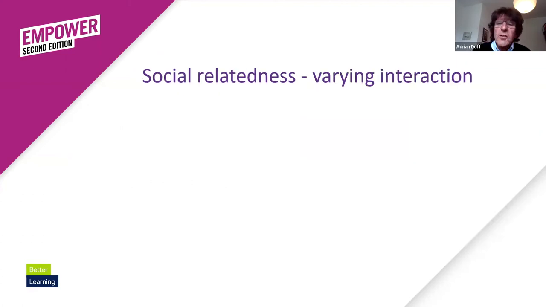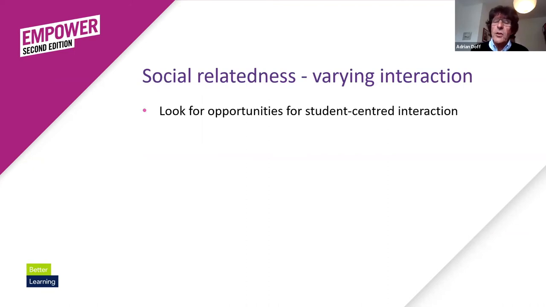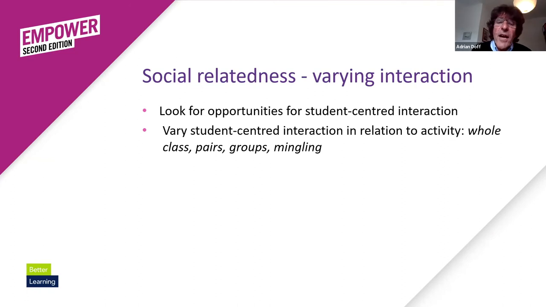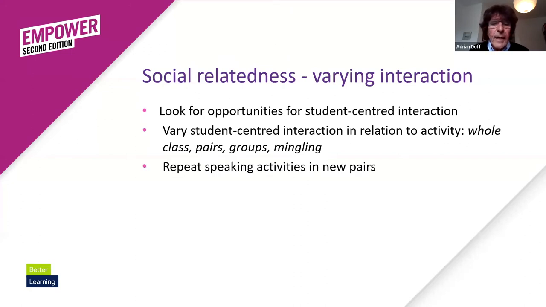How to deal with this? Well, clearly one way is by varying interaction so that students have an opportunity to get to know each other. So creating opportunities for student-centered interaction of various kinds, varying this interaction in relation to the activity: whole class, pairs, groups, also mingling, repeating speaking activities in new pairs. So getting students to do an activity, then change pairs, do the activity again, so students interact with more than one person in the class.